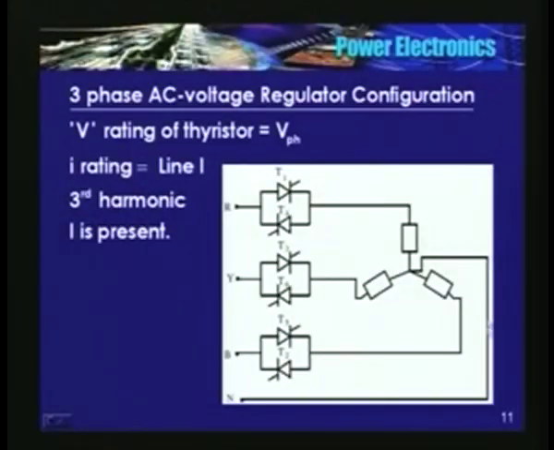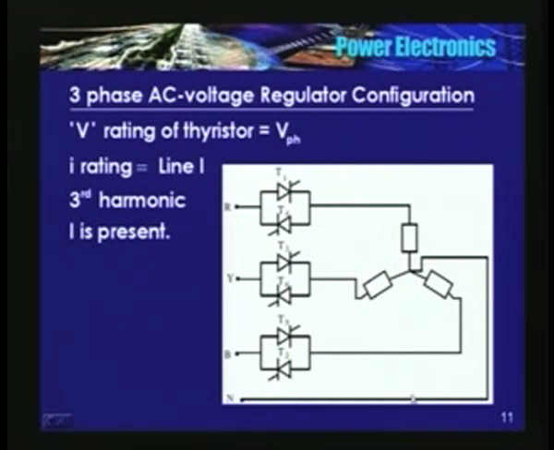Okay. How about in 3-phase? We know that in a 3-phase 4-wire system, the current that is flowing in the neutral wire is minus of IA plus IB plus IC. Okay. So all the triplet harmonics or third harmonic currents will flow through this wire.